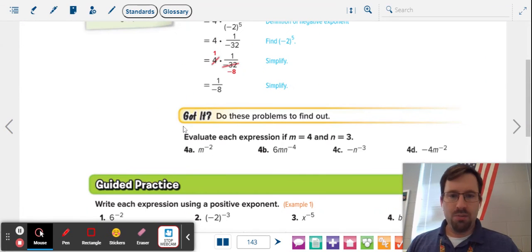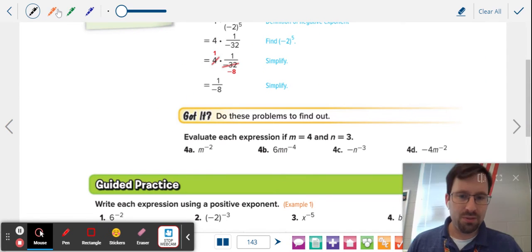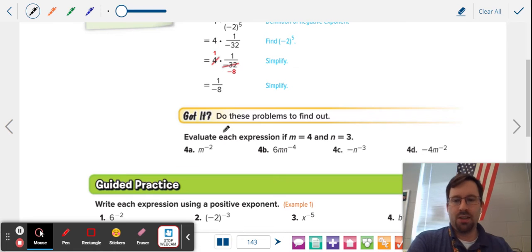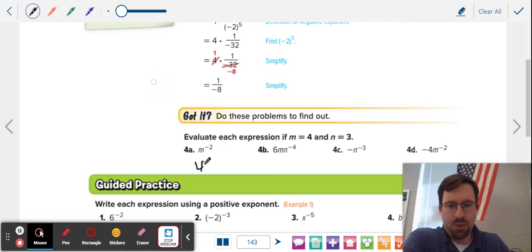Now, lastly, we're going to evaluate expressions. So we're going to actually plug numbers in and solve them. So m to the negative second, m is 4. So 4 to the negative second, which is 1 over 4 squared, which is 1 over 16. No different. Let's go all the way over to this one.